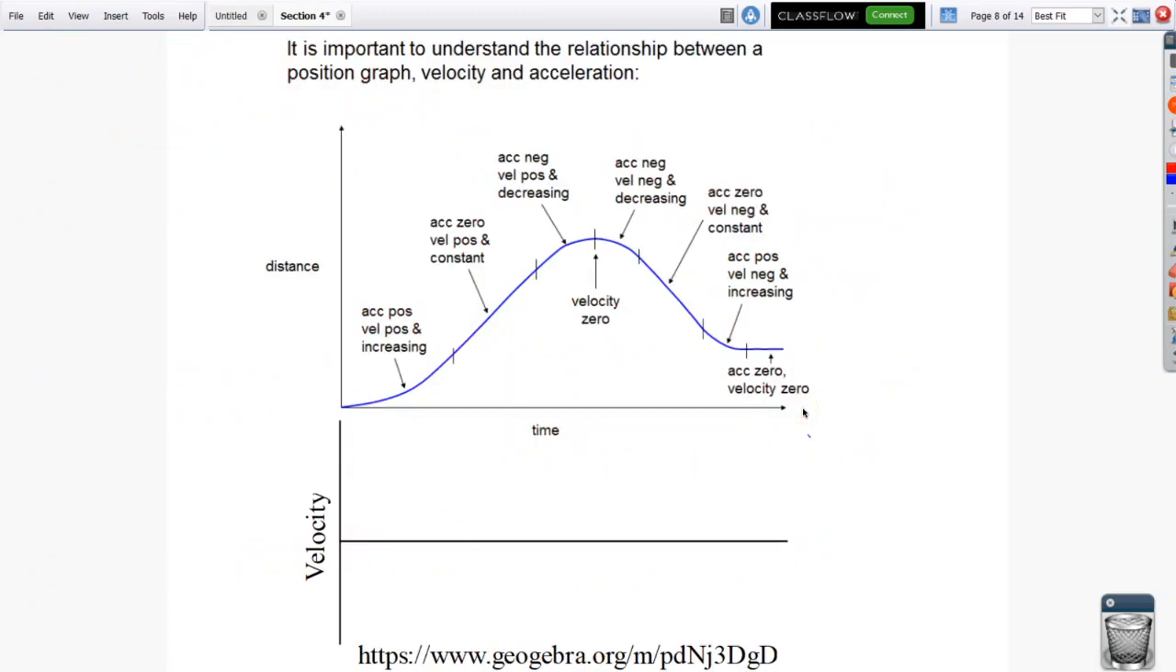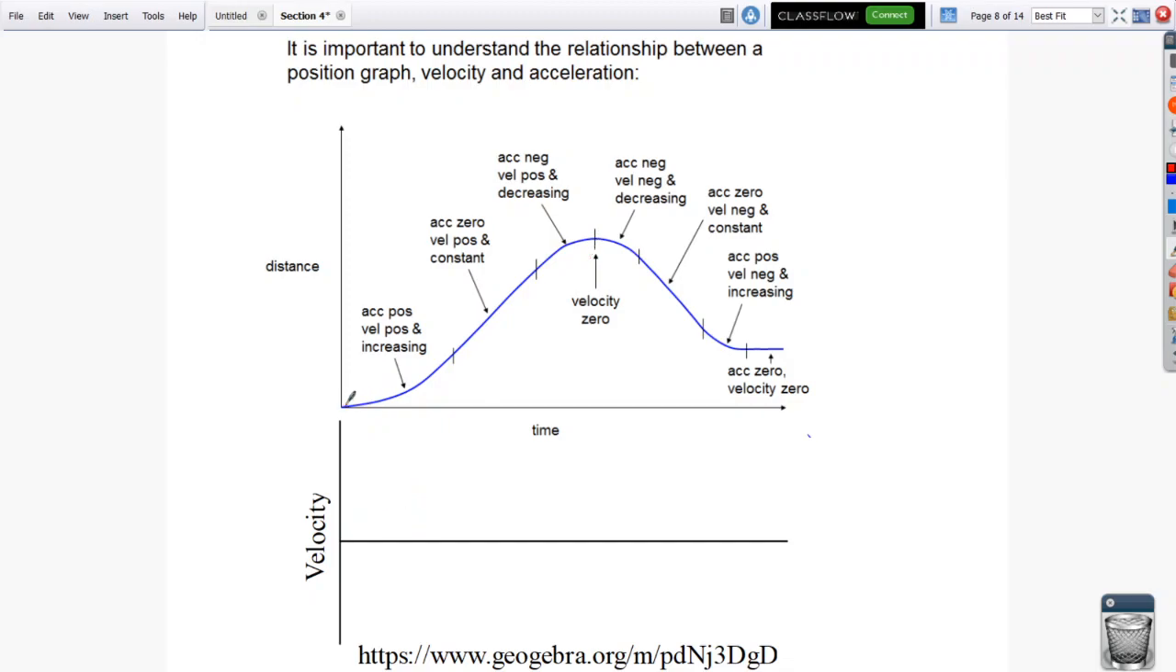All right, whew, man, we're cooking here. So let's look at some other stuff here. It's important to know the relationship between a position graph, velocity, and acceleration. Whenever you're given your distance graph, it's important to note what the slope is and what's happening to the slope as we proceed through this graph. Looking here, as I'm going from left to right, it's pretty obvious that my position is going up. That means my velocity has to be positive.